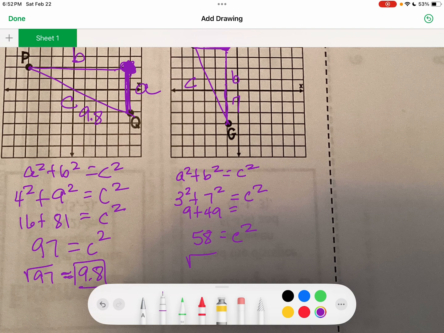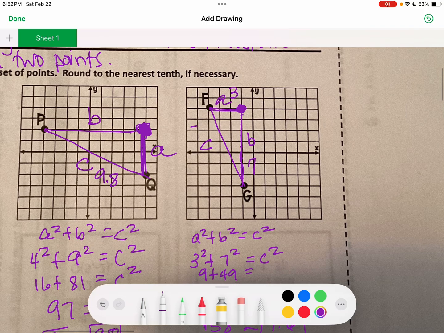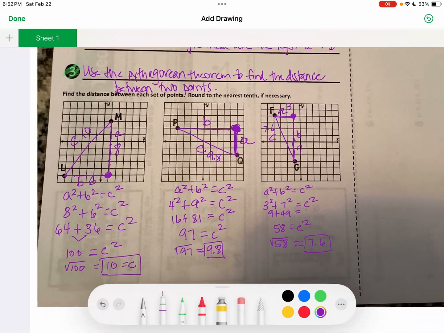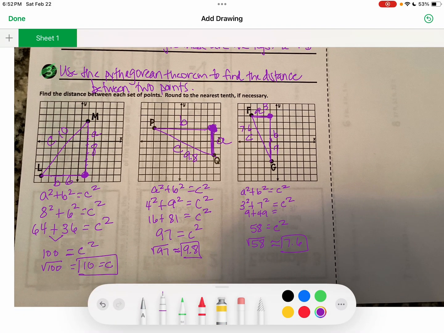Well, that means I have to find the square root of 58, and the square root of 58 is about 7.6. And so when I plug this in up here, I ask myself, does that make sense? Is my hypotenuse greater than both of my legs? It is. And would it make sense that that would be about 7.6? And it does. And so that's how you use the Pythagorean theorem to find the distance between 2 points.